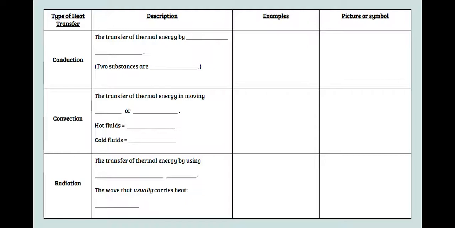The first type of heat transfer is the one we've been talking about a lot. Most of the examples I gave talked about conduction. Conduction is the transfer of thermal energy by direct contact. And that's a fancy way of saying two things are touching. Conduction is when two things exchange heat because they're touching each other.